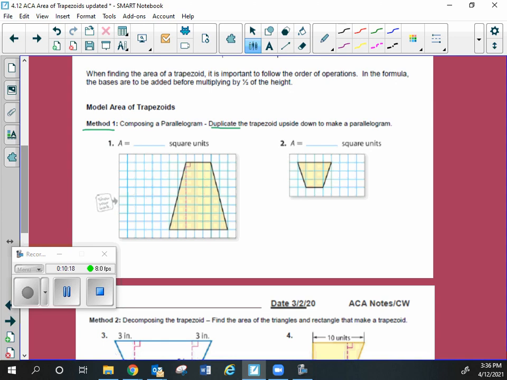Okay, so I have a trapezoid right here. I'm going to duplicate it and rotate it. I'm going to show you how I'm going to do it. I'm going to make this base length, and I'm going to put it up top here. How long is this base length? Let's count. It's 7, so I'm going to extend this. 1, 2, 3, 4, 5, 6, 7. Okay, this base, I'm going to put down here. How long is that? 3. 1, 2, 3. And then I'm going to do a really good job of drawing a straight line.